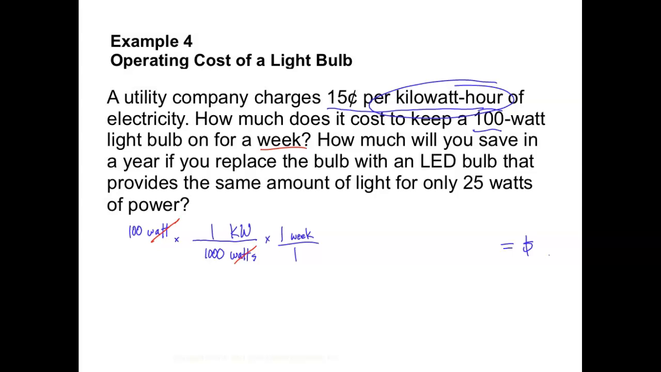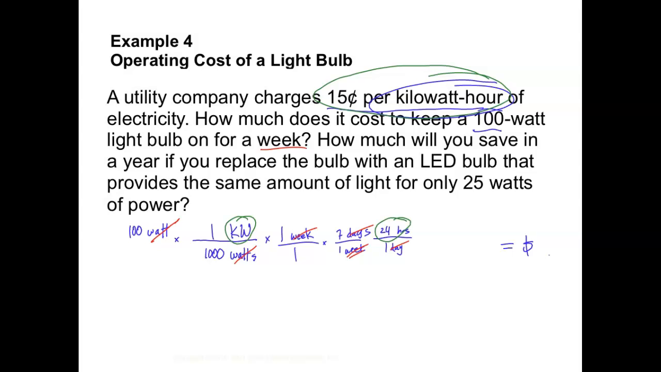Right? So let's convert weeks to hours. We'll do that by first converting weeks to days. So 1 week is 7 days. All right, so now we're in kilowatt days. And then let's do 1 day is 24 hours. Days cancel. All right, so now we're in kilowatt hours, which is what our pricing is in terms of, right?